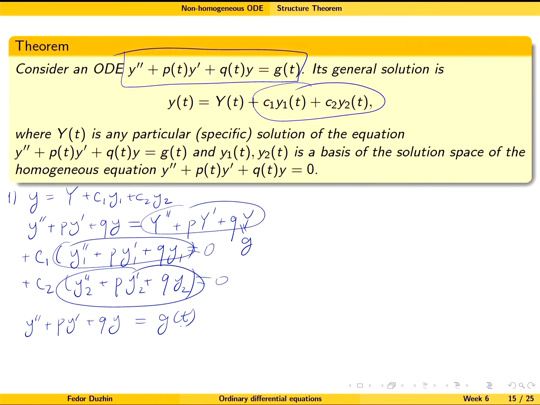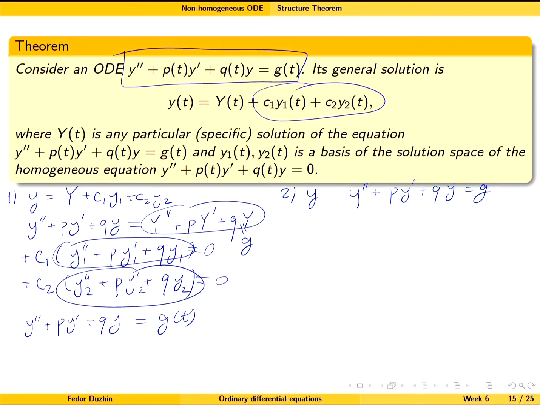So we were supposed to show that every function of this form is a solution of this non-homogeneous equation. Conversely, we need to show that every solution of our non-homogeneous differential equation, so suppose that we have a function y, and we know that y double prime plus p y prime plus q y is g. We need to show that our function y can be expressed in this form. It is y capital, which is a specific solution, plus c1 y1 plus c2 y2.